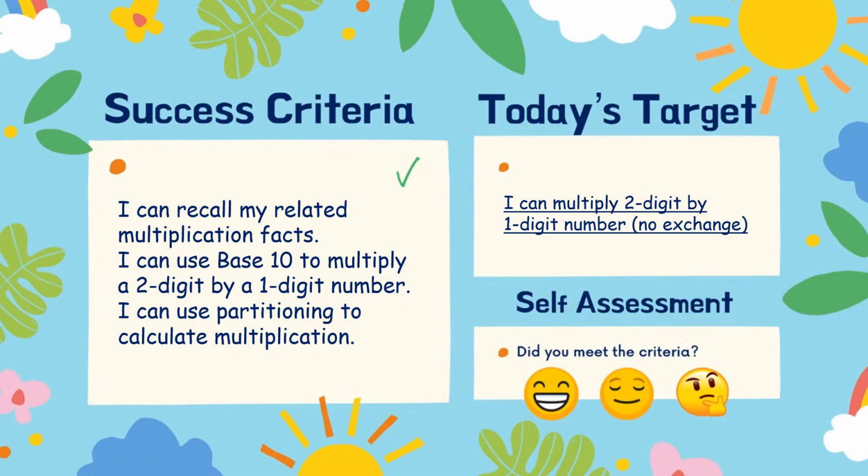How did you all get on with today's learning target? So today, you have been able to recall your related multiplication facts when working out multiplications. You've been able to use base 10 to multiply a 2-digit by a 1-digit number, and also use your partitioning skills to calculate multiplication too. So well done. Give yourselves a big tap on the back if you think you have done fantastically today. Remember, don't worry if you aren't sure, because we will cover these once you are back in school.